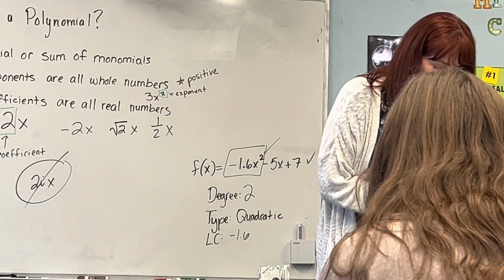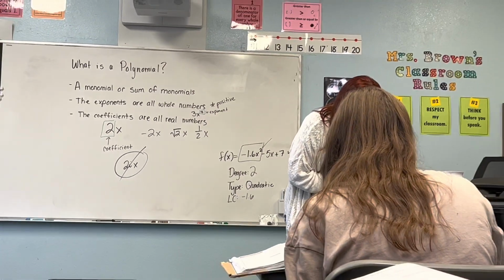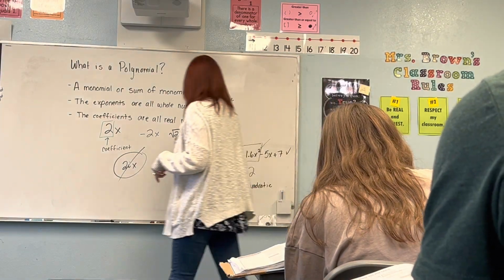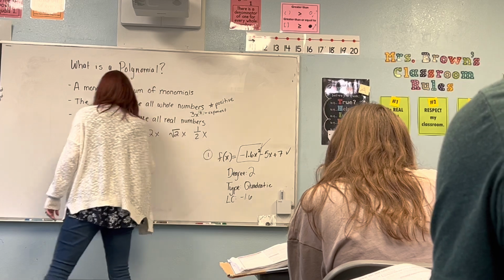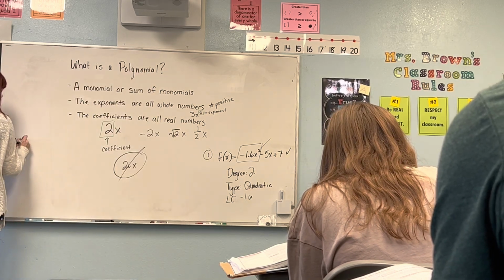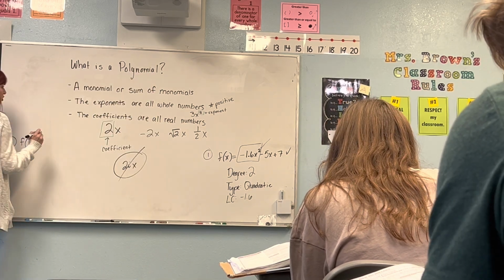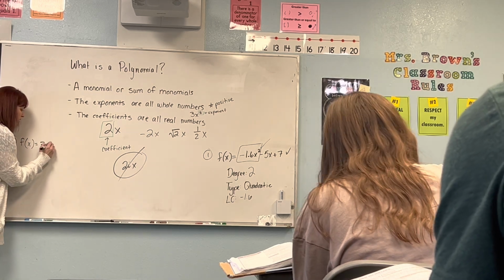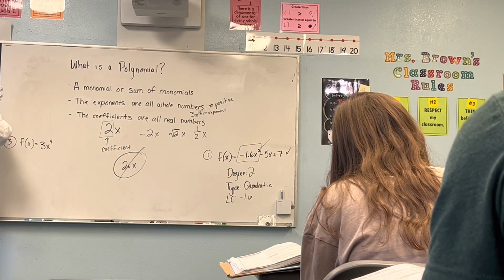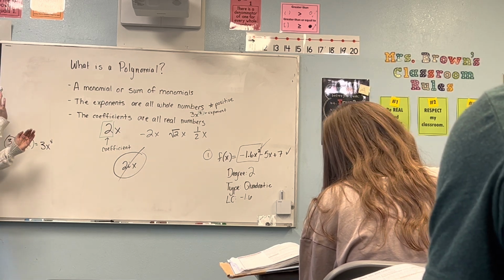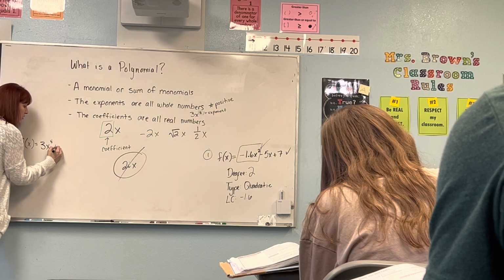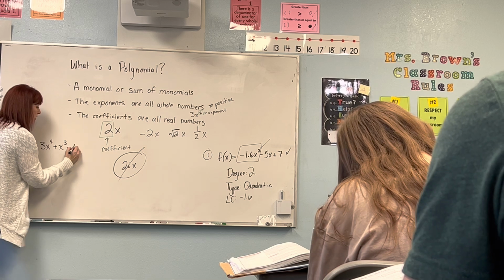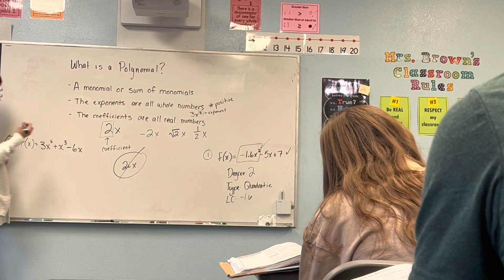Alright, number 3. Look at number 3. Is it a polynomial? Yeah, it looks good. Okay, so let's write it in standard form. What's the first term? 3x to the 4th. Good, so we want to put it from highest exponent to least, and it's positive 3x to the 4th. Then we go with the next highest: x to the third. Is it just regular x to the third? Yes, just x to the third like that. And then minus 6x.